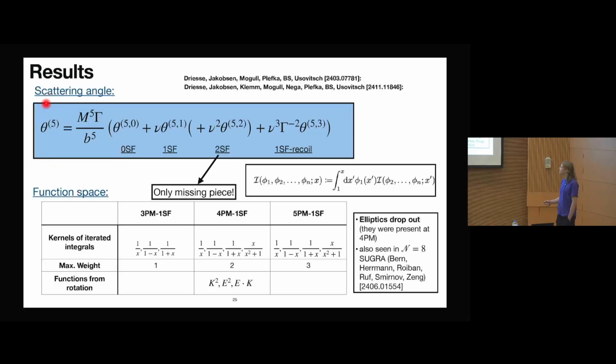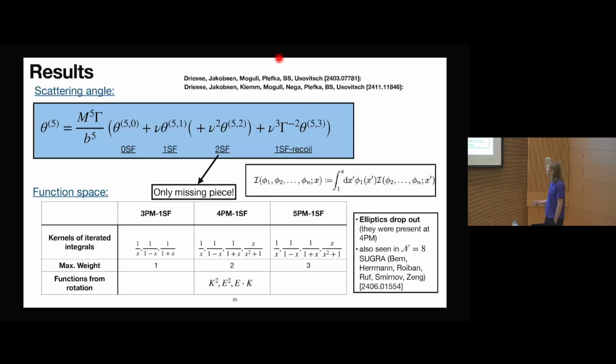The first observable which is interesting is the scattering angle. And in general, at the fifth Post-Minkowskian order, the angle has this structure. So we again see this self-force expansion. So we have the 0SF term. We have at linear order in the mass ratio the 1SF term, second self-force order. And then interestingly this new cubed term, which is also a 1SF effect, but it's given by the recoil, and that's why it appears at the cubed order.